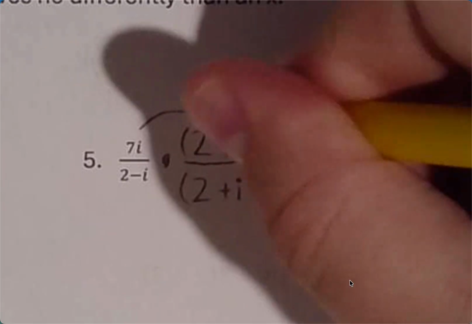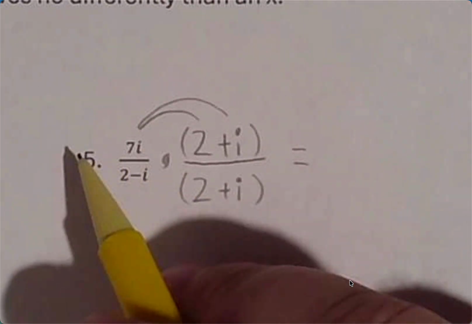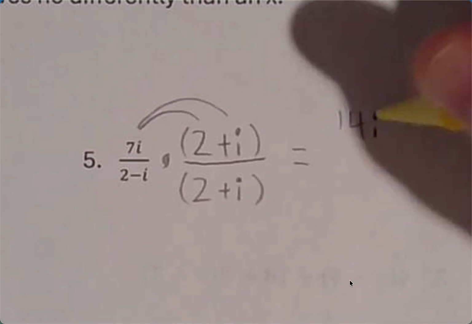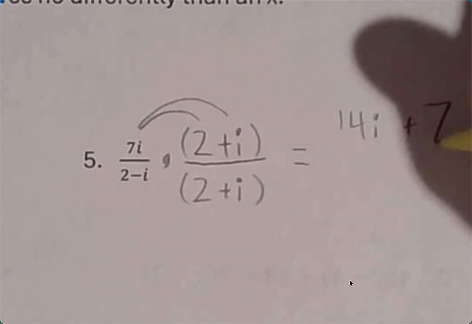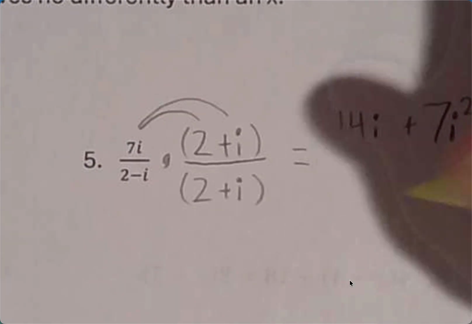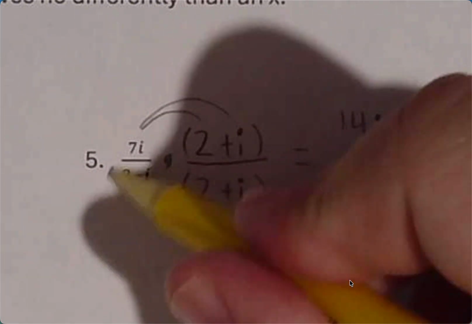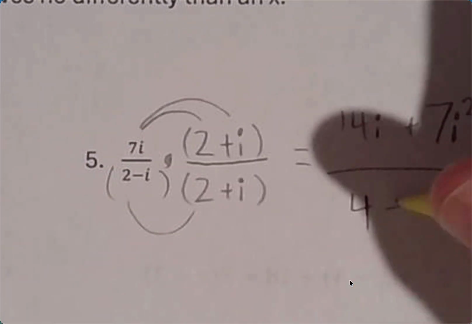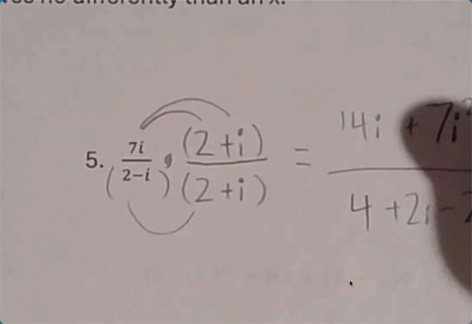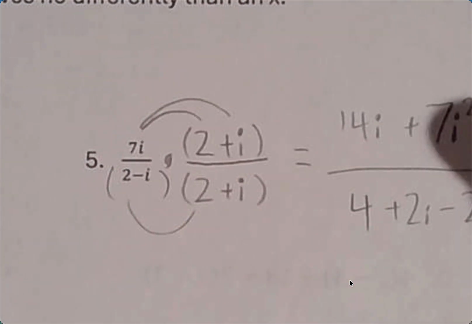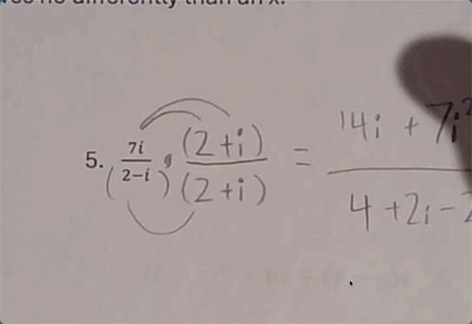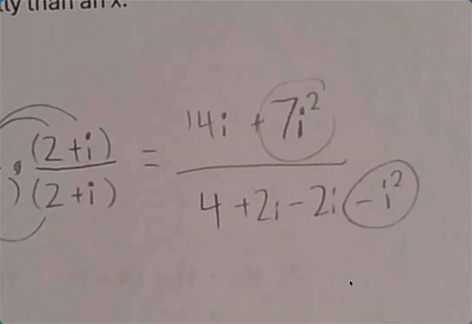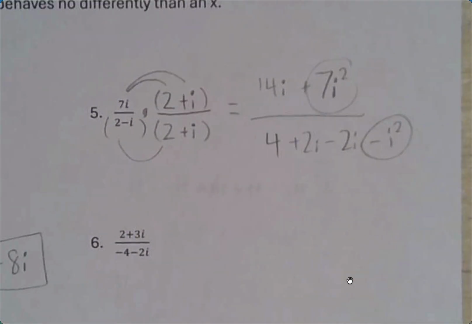Let's see what happens when I distribute in the numerator, because there's only one term up here. When I distribute, I'm going to get 14i. I'm going to get 7i squared. And on the bottom, let's see what I'm going to get. I've actually got some full foiling to do. I've got 4. I've got positive 2i. I've got negative 2i. And I've got negative i squared. Always circle your i squareds. Sorry, I went off the page there. But there's what I get for my initial foiling.